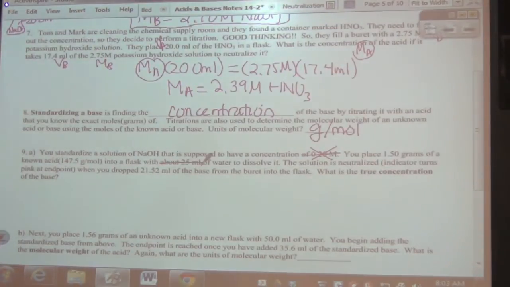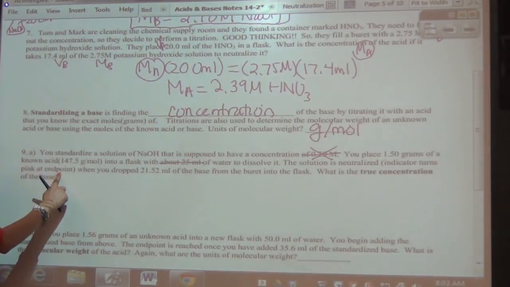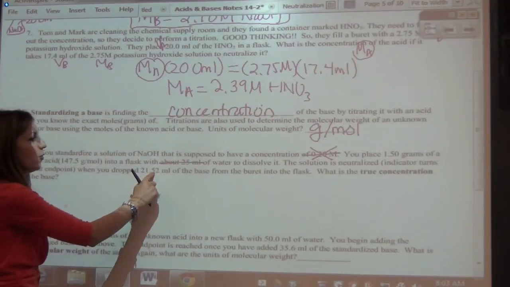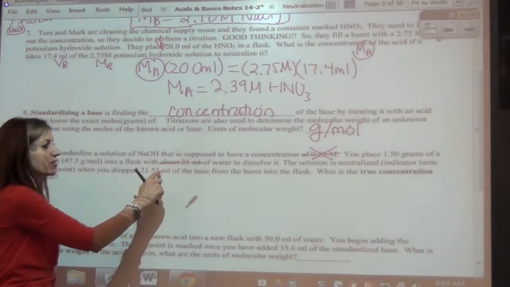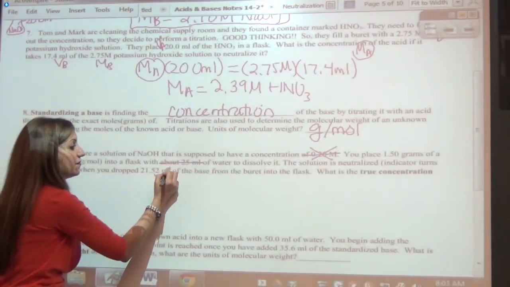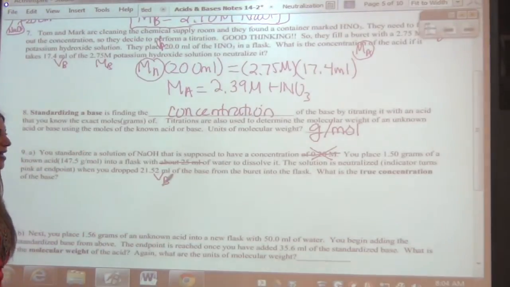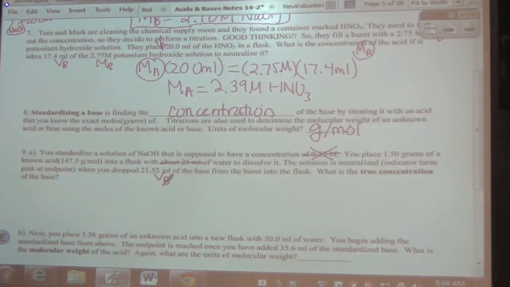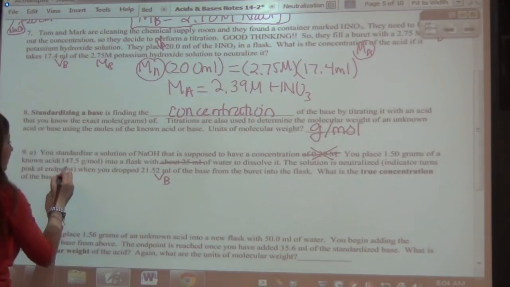The solution is neutralized, meaning that the indicator turns pink at the end point when you drop 21.52 mL of the base. What is this representing? VB, from the burette into the flask. What is the true concentration of the base? So what are we looking for?